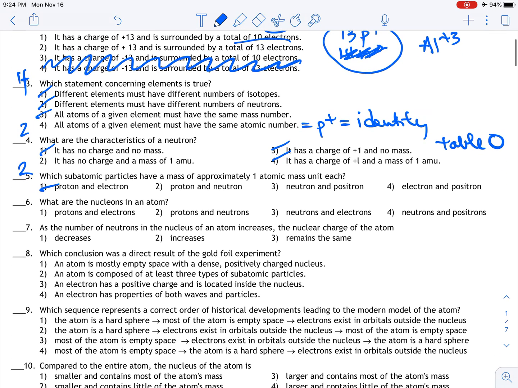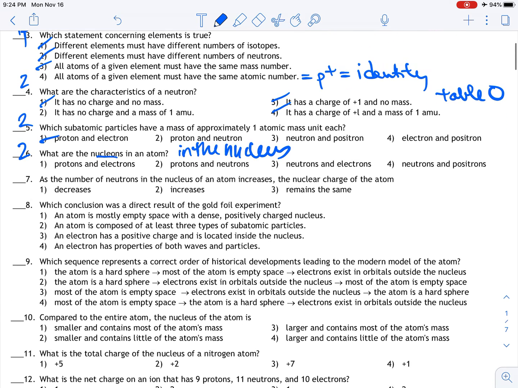What are nucleons? Nucleons are what's in the nucleus. Again, what's in the nucleus? Protons and neutrons. As the number of neutrons in an atom increases, nuclear charge. Well, remember, neutrons are neutral, so you're just getting heavier. You're not getting any different in charge, so it would be remaining the same.